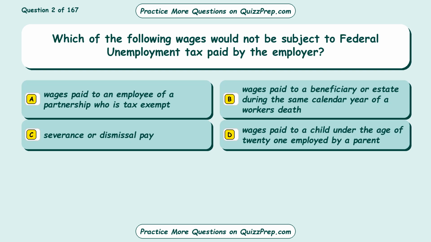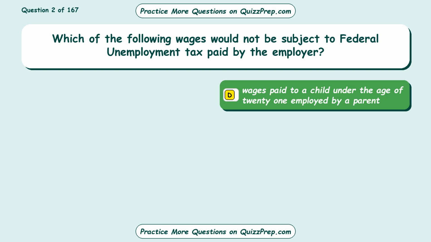Question 2. Which of the following wages would not be subject to federal unemployment tax paid by the employer? Option A. Wages paid to an employee of a partnership who is tax exempt. Option B. Wages paid to a beneficiary or estate during the same calendar year of a worker's death. Option C. Severance or dismissal pay. Option D. Wages paid to a child under the age of 21 employed by a parent. The correct answer is option D. Wages paid to a child under the age of 21 employed by a parent.